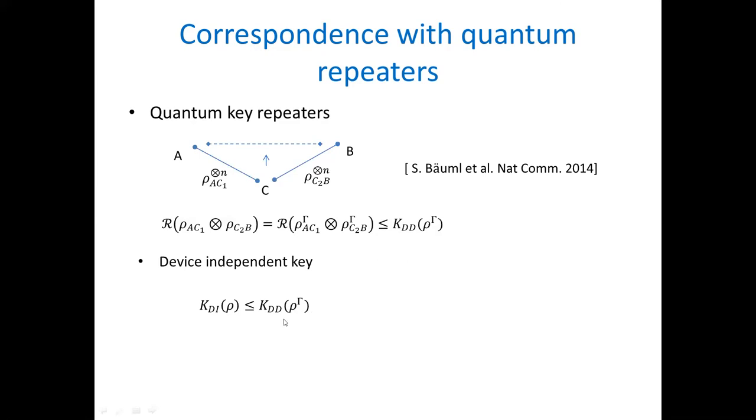And it's even funnier: when I was preparing this slide for the talk, I was asking myself, since I believe in the connection, maybe I can prove something similar for KDI. And I was able to prove yesterday that KDI of rho IID is equal to KDI of rho partial transpose IID. So there is a full correspondence between these two setups, and possibly this can lead to tighter bounds on DI key, because these key repeaters are already well studied, so maybe one can borrow some results from there.